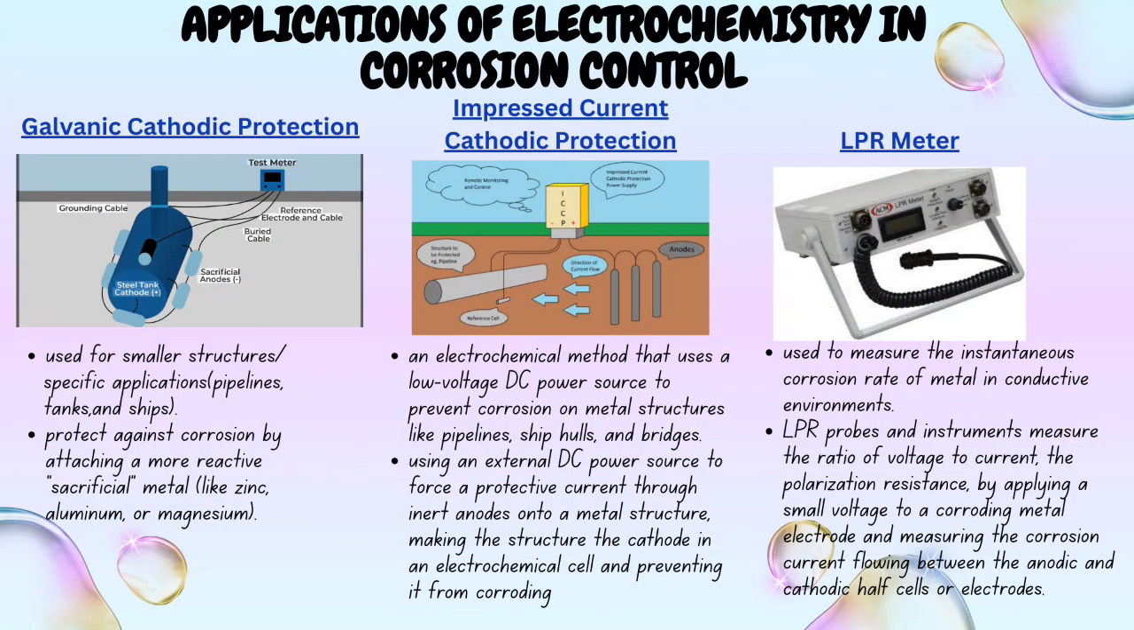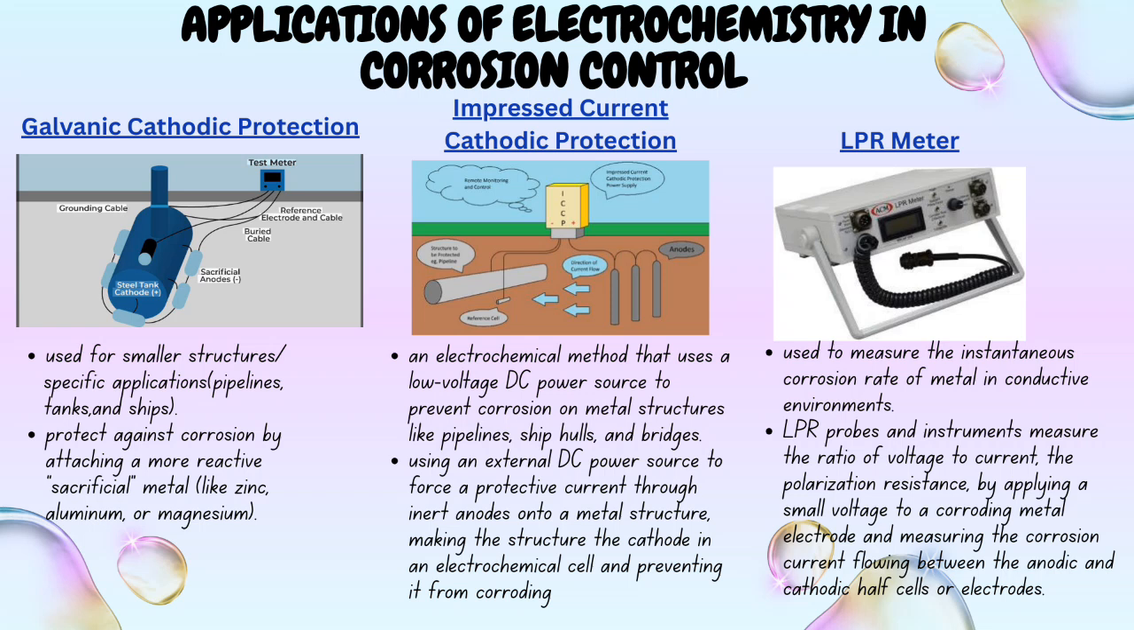So for the application of electrochemistry in corrosion control, the first is galvanic cathodic protection. This is a simple but brilliant method used for smaller structures like pipelines and sheet parts. We attach a more reactive sacrificial anode like zinc or magnesium. This anode corrodes instead of the structure, sacrificially protecting it.